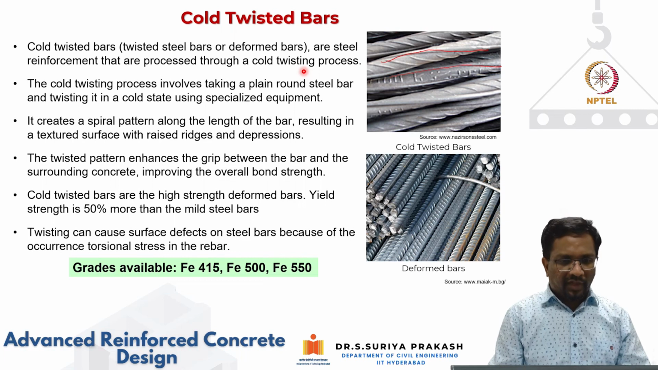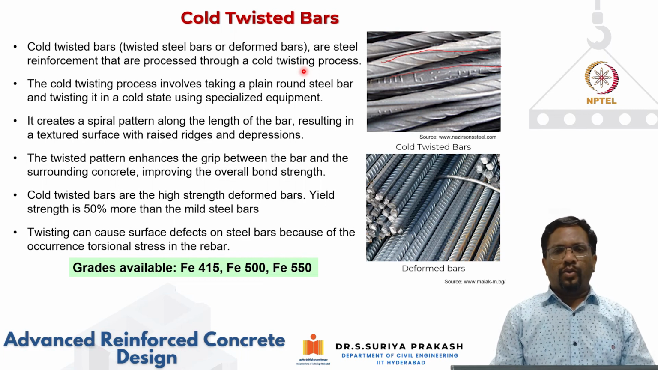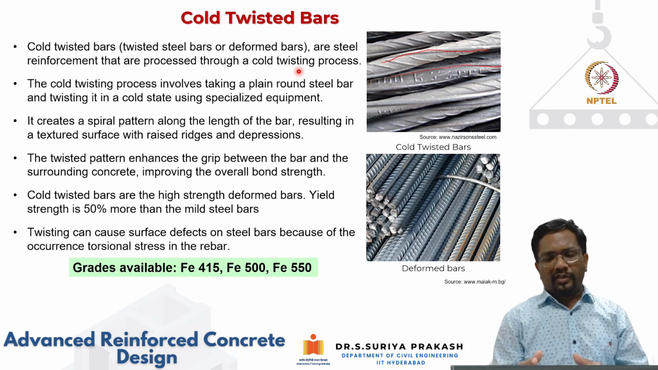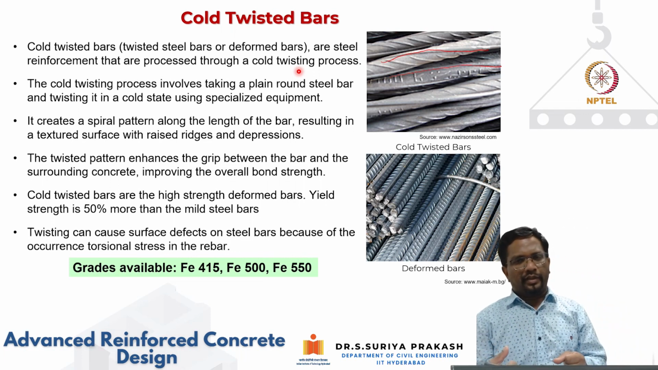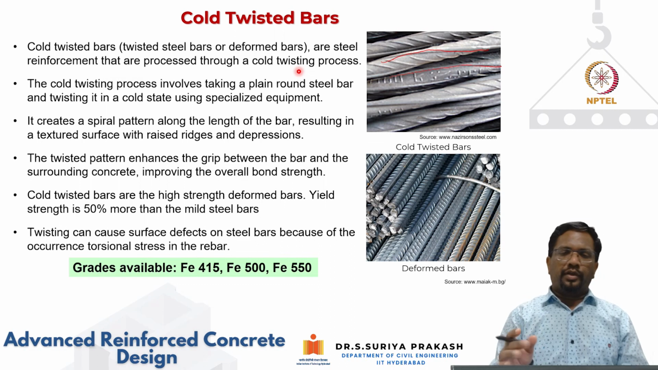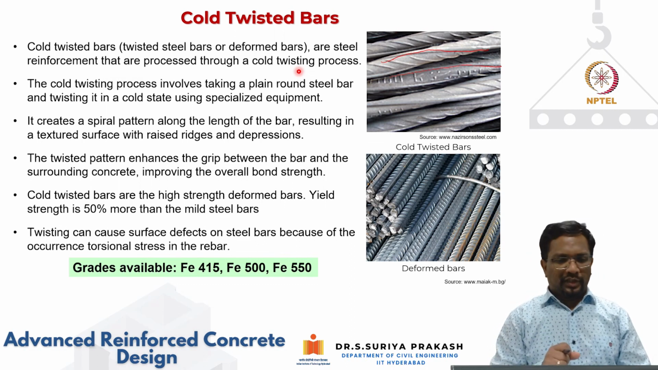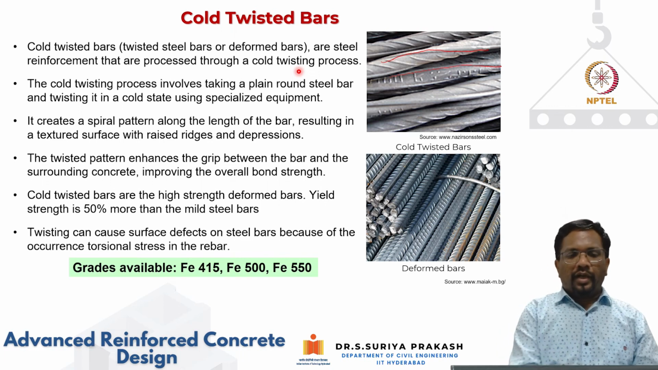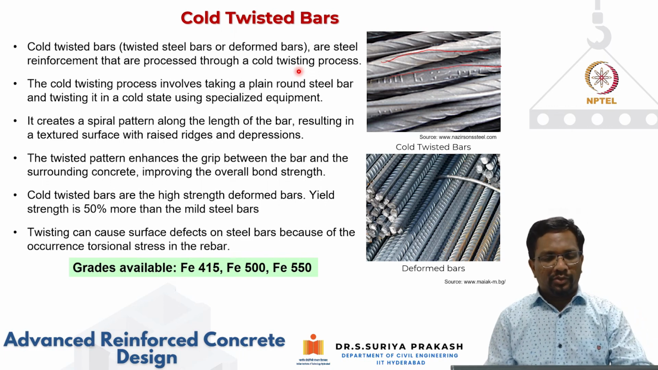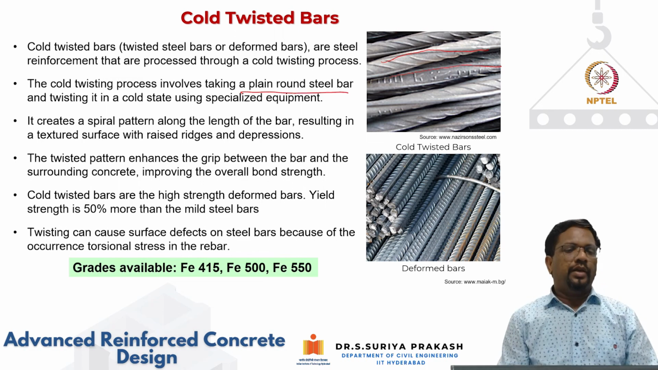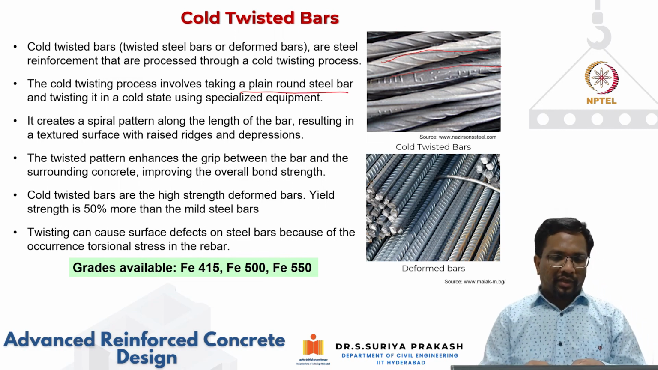They are twisted, and though they are called cold, actually some level of temperature, up to 400 to 600 degrees centigrade, is applied. They are heated, and the temperature is kept below the recrystallization temperature for the steel. Okay, and this cold twisting process, usually what they do is they take a plain round steel bar and they twist it in a cold state.